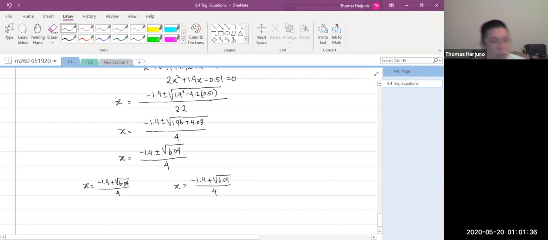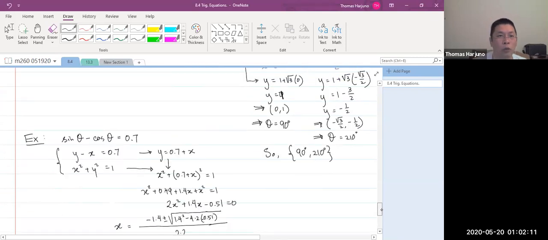Again, the nice thing about this method is I don't need to check anymore. If I need to check, once you have rounding error, when you check it, you will never get exactly the same number. That's the thing. I will use my calculator, negative 1.4 plus the square root of 6.04, divided by 4, gives me x equals 0.26441.